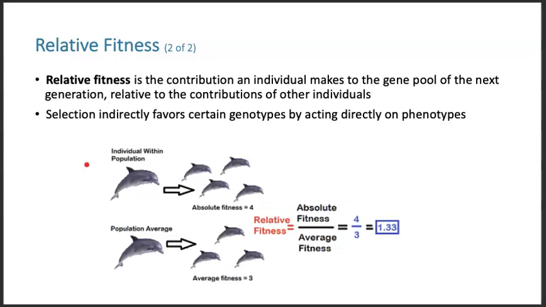So here I found this nice little graphic. You've got an individual within the population, and they have something called an absolute fitness of 4. That means that they had 4 babies. And so if we want to calculate relative fitness, we take the population average, which for dolphins we'll call 3. And so the relative fitness is the absolute fitness over the average fitness. And so if your number is greater than 1, then you have higher relative fitness. And if it's less than 1, then you have a lower relative fitness compared to the average.